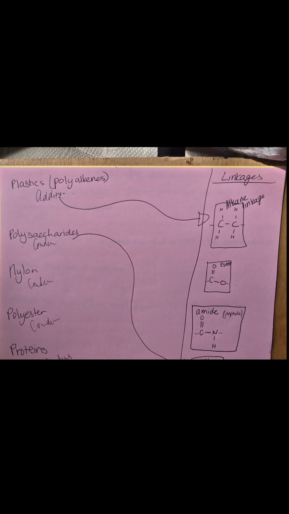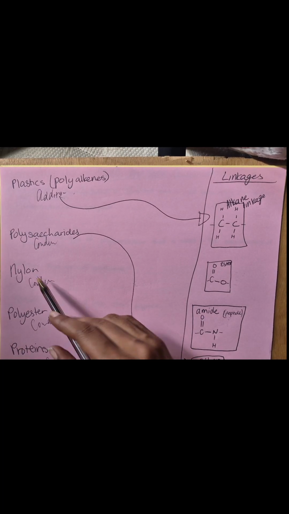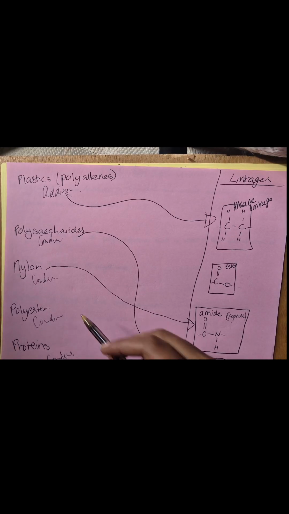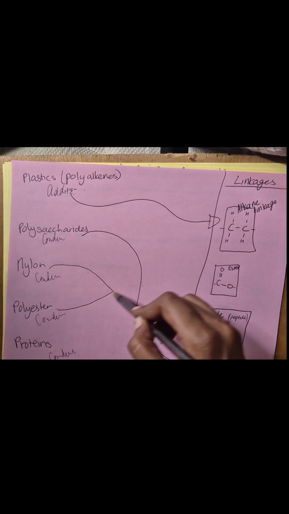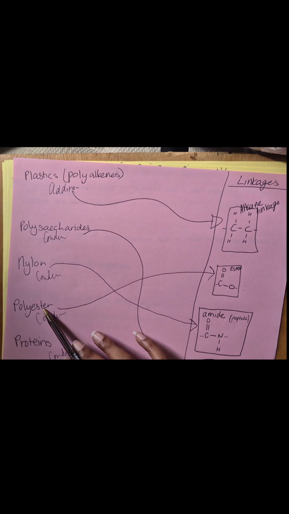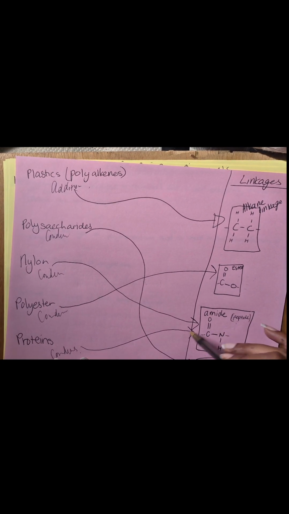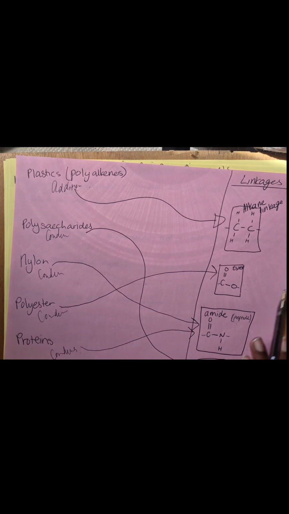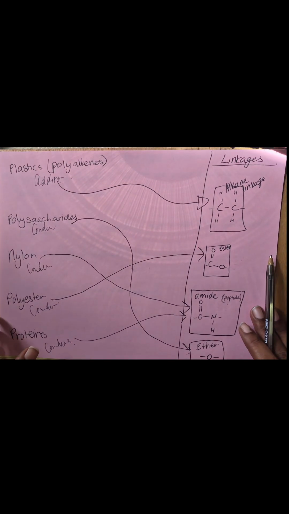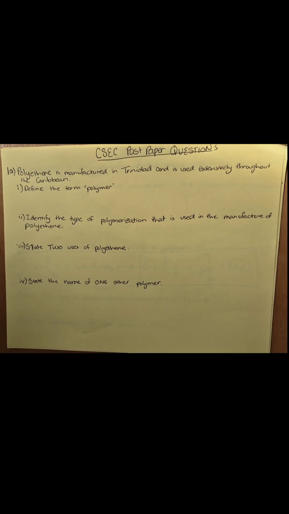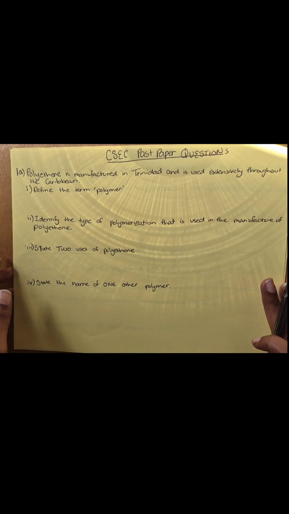That's just the O. Nylon, we know, has an amide. It's a polyamide, so it'll have an amide linkage. Polyester has the ester linkage, which there's a hint in the name. And then proteins are made from amino acids, so they also have an amide linkage, which we can sometimes call a peptide linkage. All right, that's pretty much everything about organic chemistry now. And now we're just going to do some CSEC past paper questions just to recap.